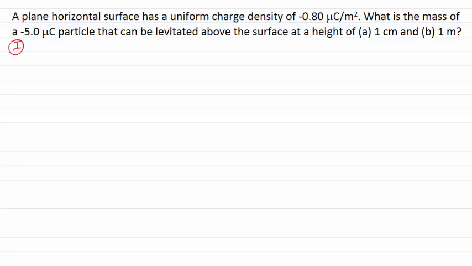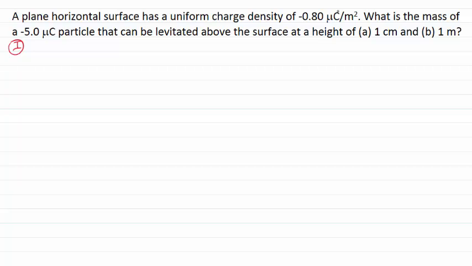In this problem we have a plane horizontal distribution of charge that is uniform, and we're told what the surface charge density is. We want to know what kind of particle, in particular what mass of particle, with a particular charge can be held suspended above this distribution of charge.